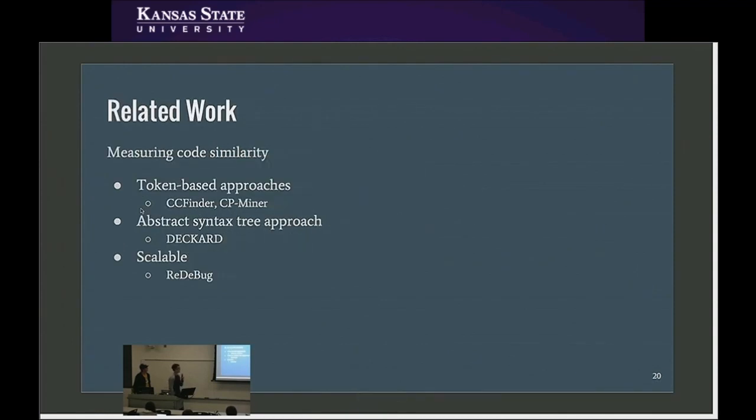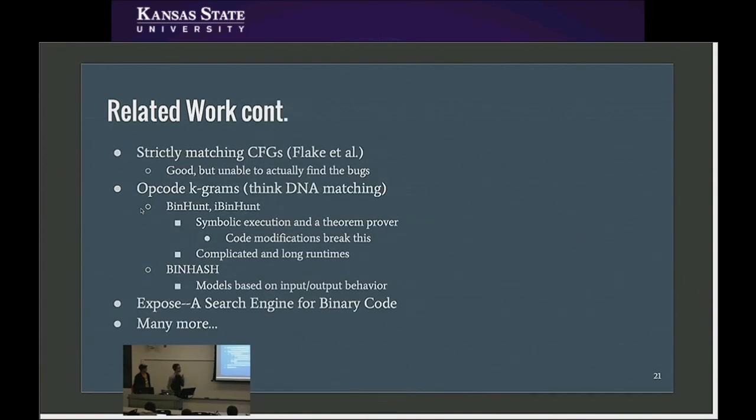And there's a lot of related work. Measuring code similarity, there's token-based approaches, abstract syntax tree-based approaches, ones that are scalable, strictly matching CFGs, which I mentioned above, opcode k-grams, think like DNA matching, where you take strings of opcodes and you try and match them together. And they use stuff like symbolic execution and a theorem prover, but code modification breaks it, and they're generally complicated and have longer runtimes. There's also ones that are based on input-output behavior strictly. There's a search engine for binary code. There's a lot that were listed.